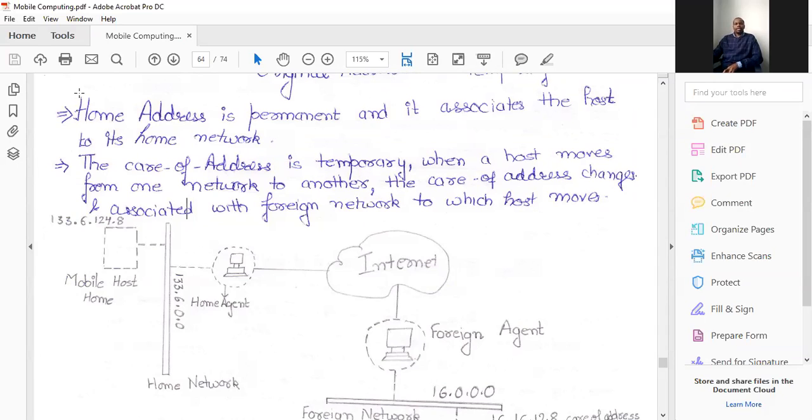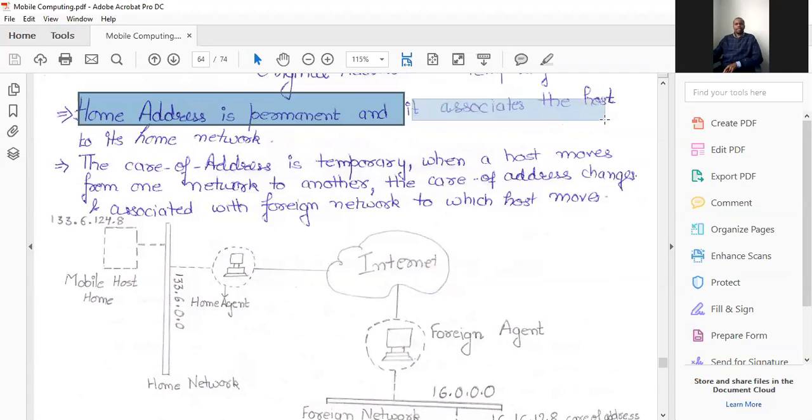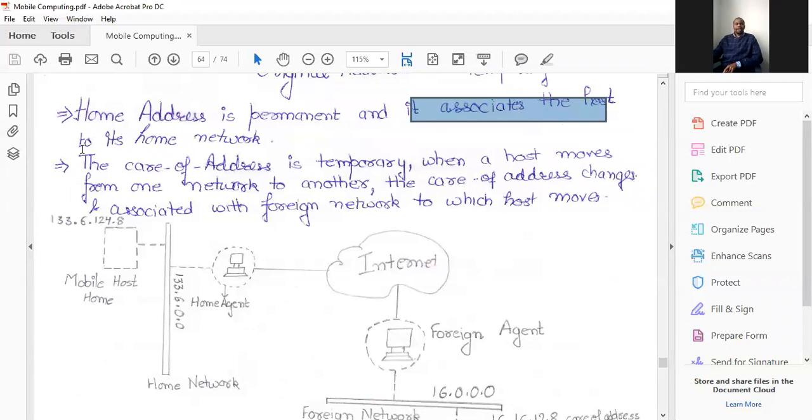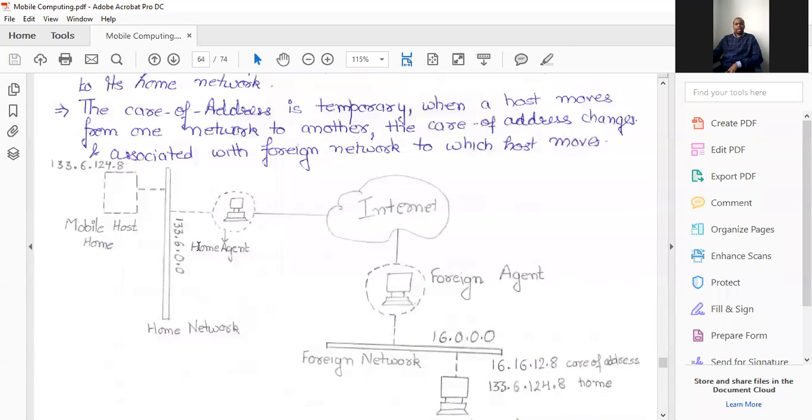So the home address is a permanent address that associates the host to the home network. Like Safaricom being a telecommunications company, they have their repeaters, their devices. All those devices that support communication within their territories are recognized by a home address that never changes. And then the care of address is basically a temporary address for mobile phones, which changes as the host moves from one network to another.